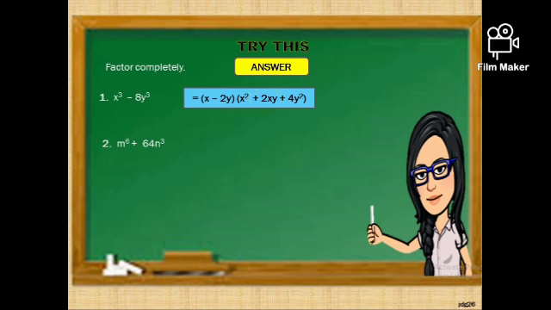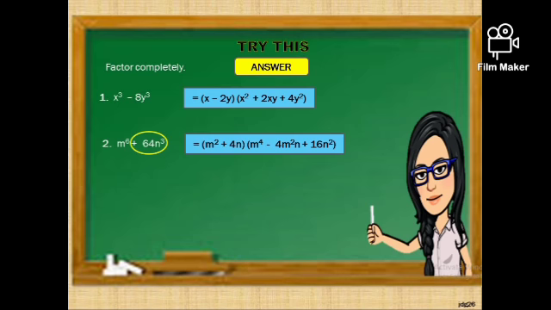Number 2. M raised to 6 plus 64n cubed. The factors are m squared plus 4n and m raised to 4 minus 4m squared n plus 16n squared. Cube root of m raised to 6 is equals to m squared. Cube root of positive 64n cubed is equals to positive 4n.